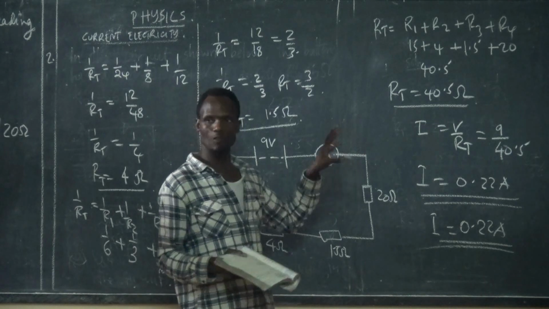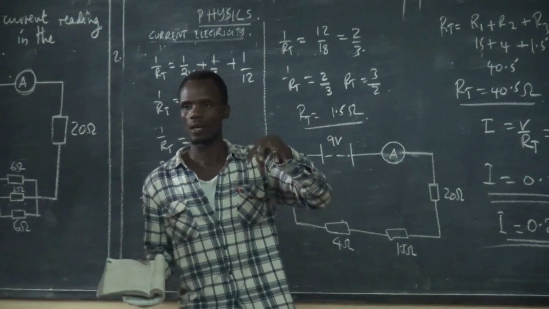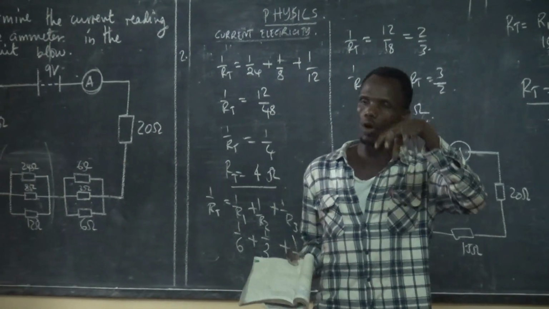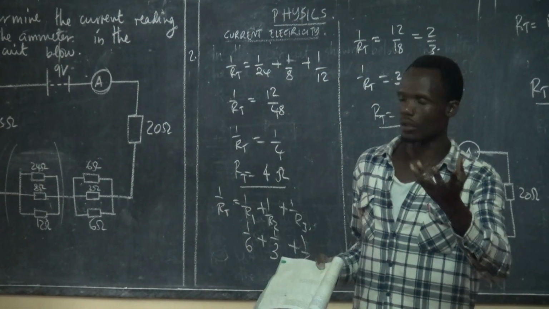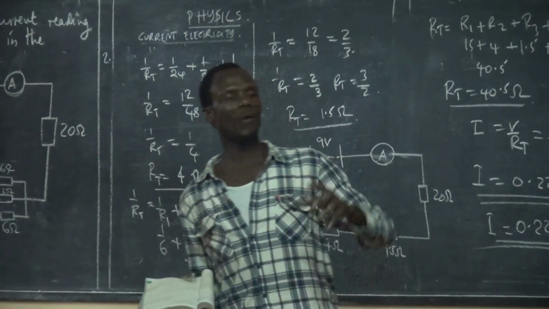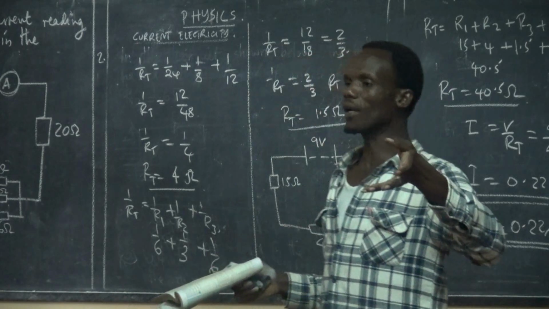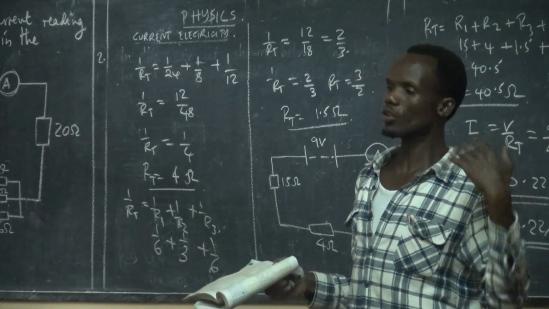So it is something very important for you to understand. If you talk about series combination, what is common? Current is common at all points. But when you talk about parallel connection, what is common? Voltage or potential difference is common.